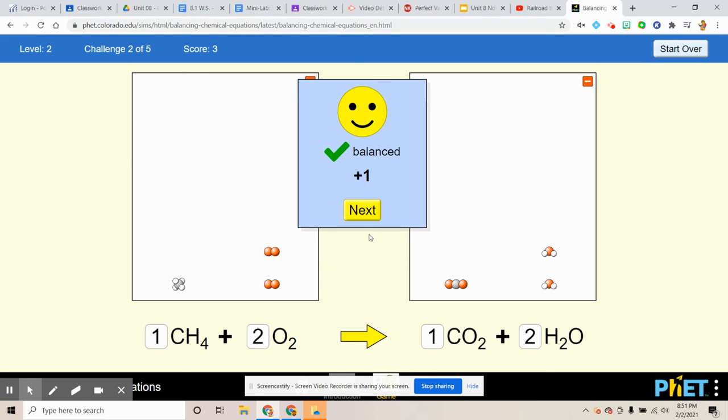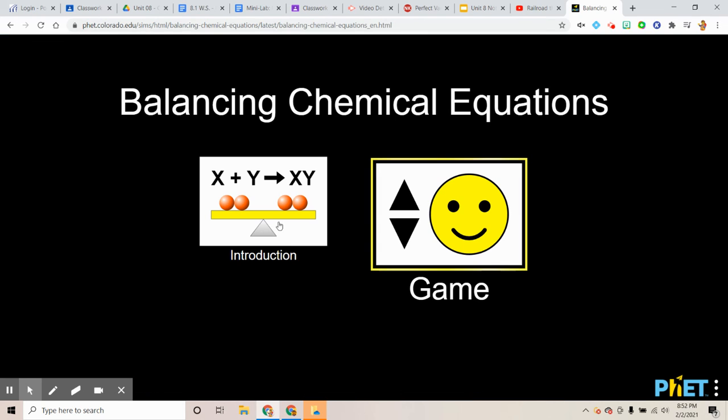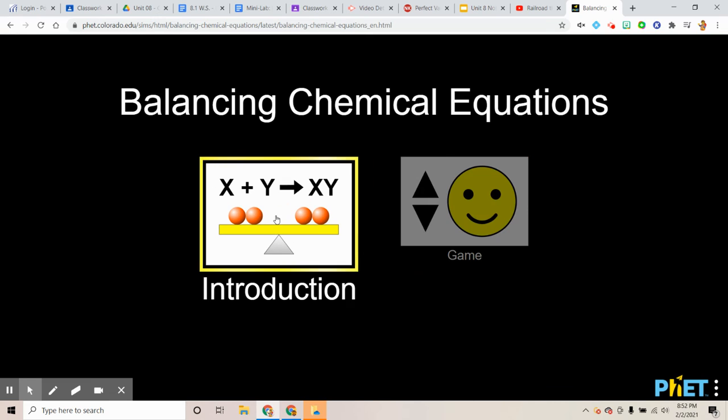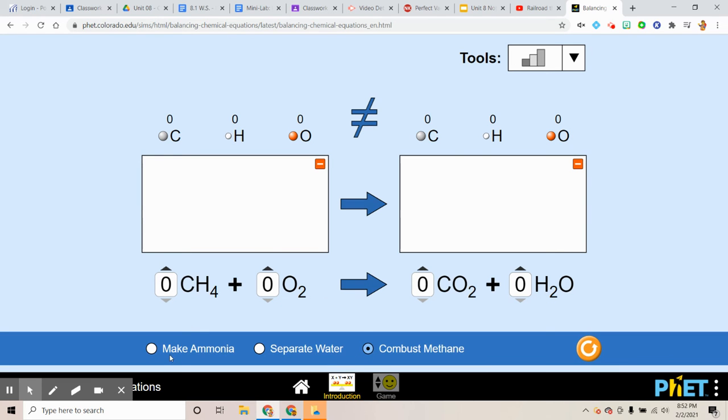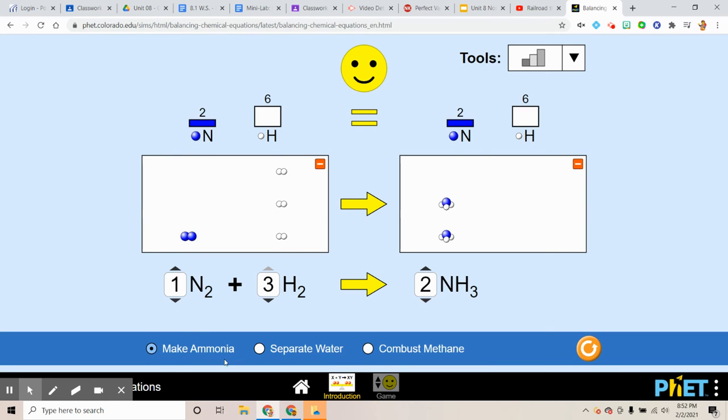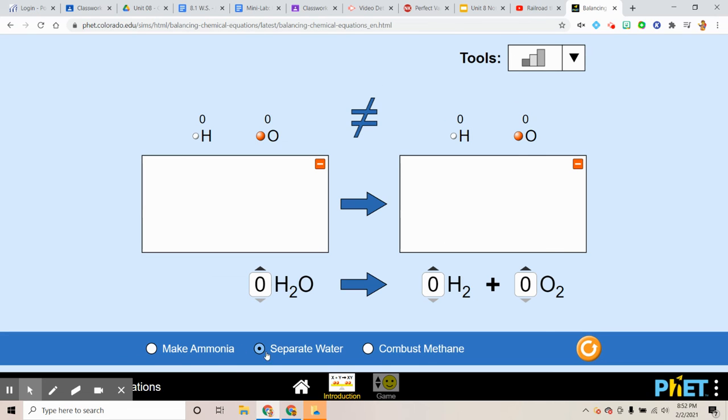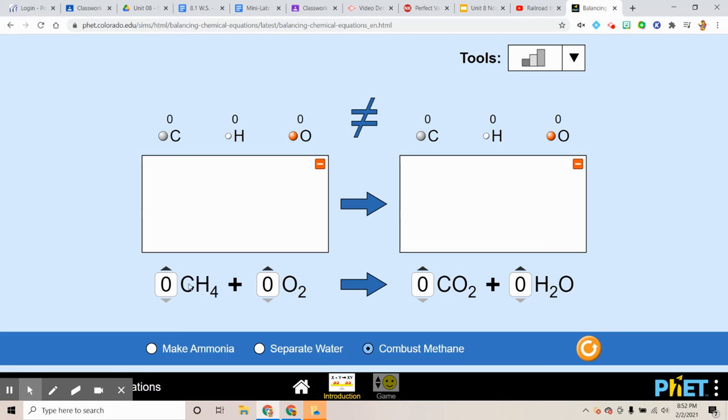Okay, so this is going to be your activity for the day. You are going to be balancing chemical reactions. You are going to follow the PhET link. You're going to do the introduction here first, and you are going to balance these 3 different reactions. You are going to make ammonia, you are going to separate water, and you are going to combust methane. You are going to increase the number, this coefficient here, to try and get everything to balance out.